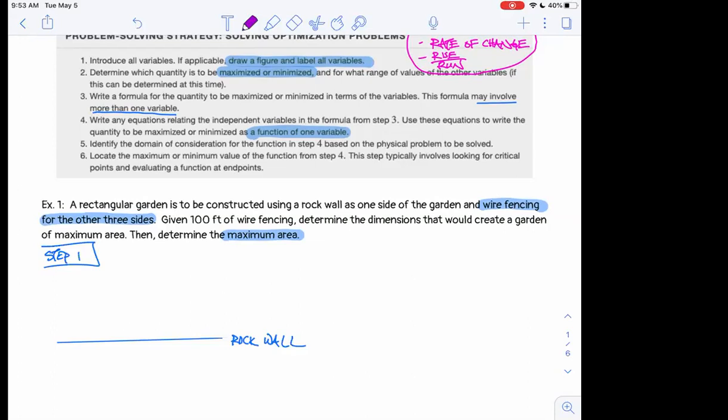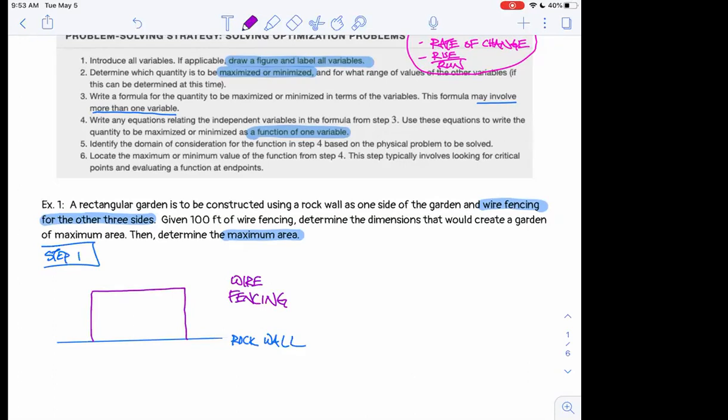Now I'm going to draw the rest of my garden. So I have this side, this side, and this side. My garden is going to be everything that is inside of that rectangle. And everything in the purple is going to be wire fencing. So this is a good visual of why we only need fence for 3 sides and not all 4 sides.